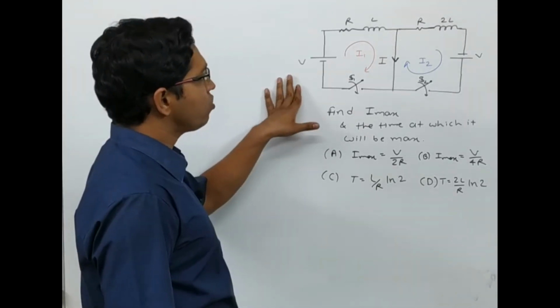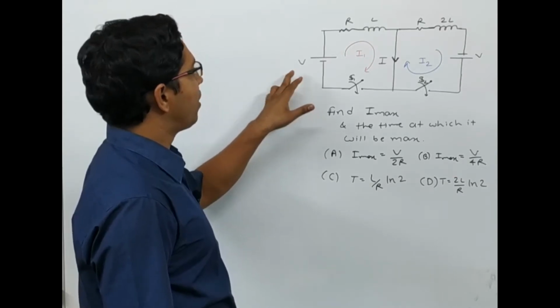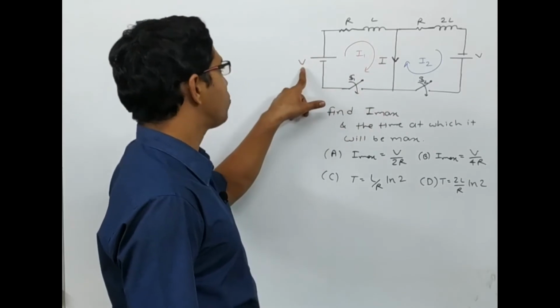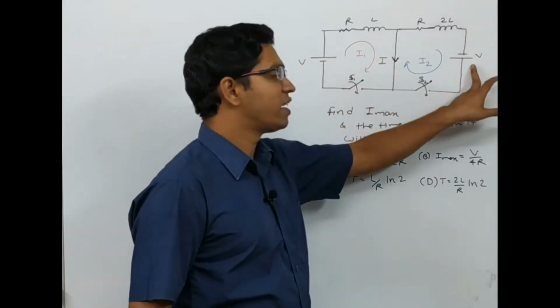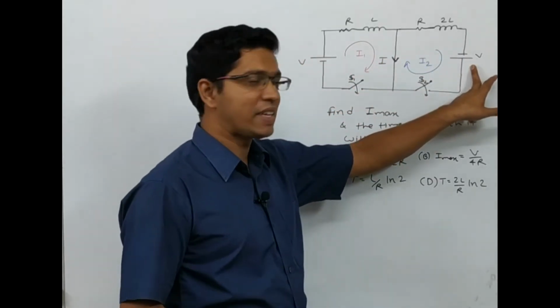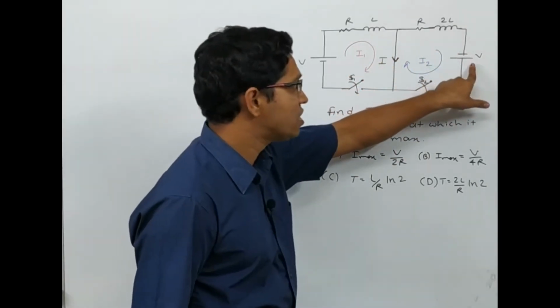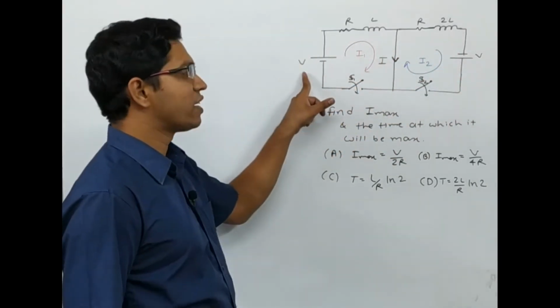Now to solve this question, we will have to use the superposition principle. According to the superposition principle, I'll first find the current through this branch due to this voltage source by short circuiting the other voltage source. And secondly, I'll find the current through this branch due to the other voltage source by short circuiting this voltage source.